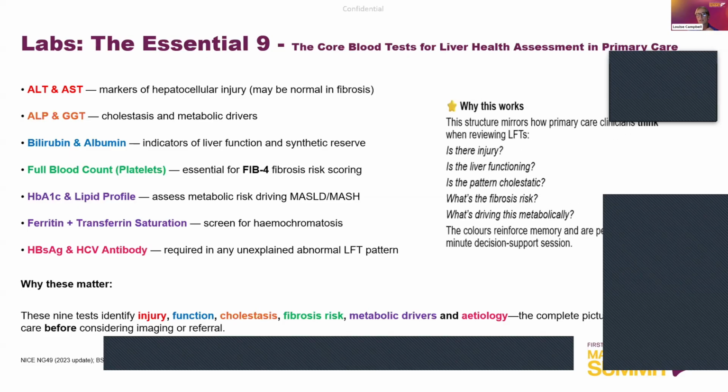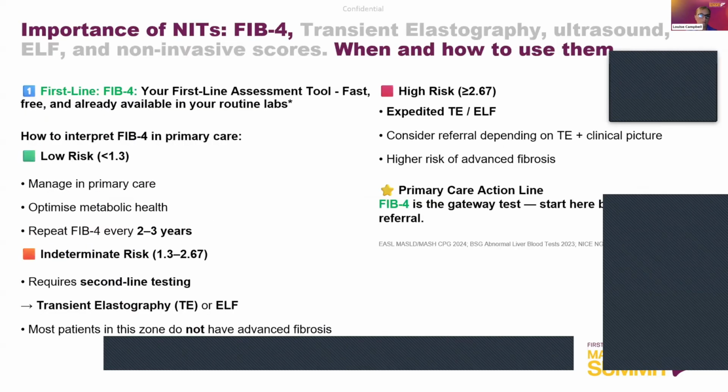And why this works: it's the structure of how primary care physicians think. It's the way you see your patients. Is there an injury? Is the liver functioning? Is the pattern cholestatic? What's the fibrosis risk? What's driving it metabolically? And colors help us see that, and they help the decision making.